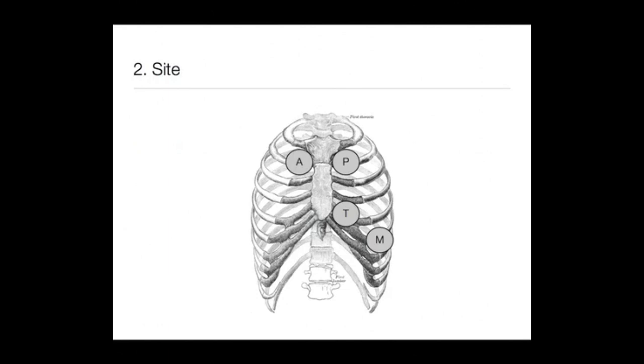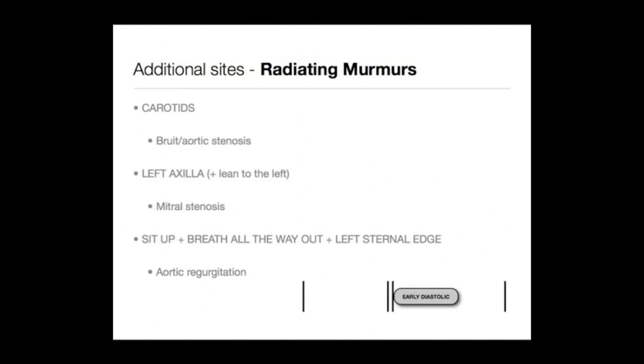Aortic valve murmurs are heard loudest at the second intercostal space on the right. Tricuspid valve murmurs are heard at the fifth intercostal space on the left. Pulmonary valve murmurs are heard best at the second intercostal space on the left, and mitral valve murmurs are heard best at the apex. In addition to these basic sites, there are a few further sites and techniques to remember.